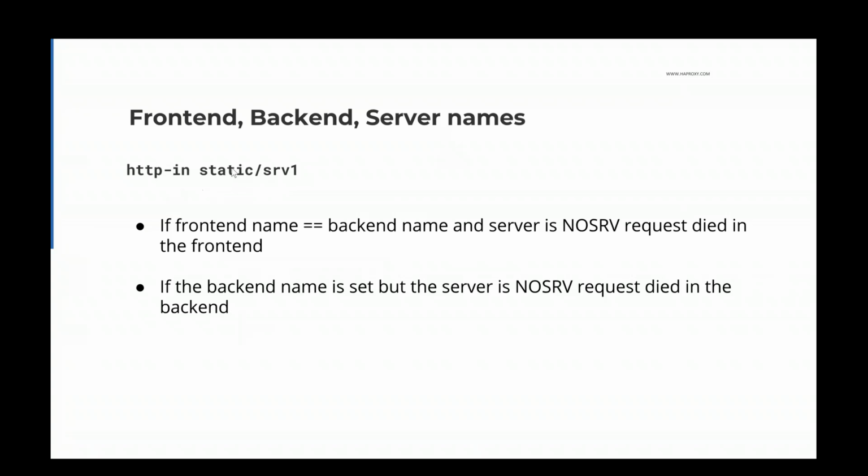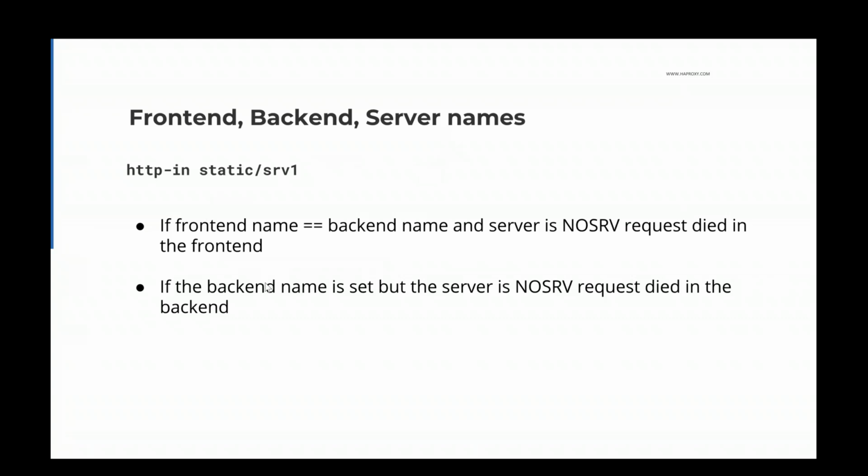If the backend name is set, but there's no server here, then you know that the request got into the backend and died in the backend, generally because there was no backend available, but could also be because of rules. You can determine which of those sub cases happened depending on the termination state, which we will cover in more detail in a second.